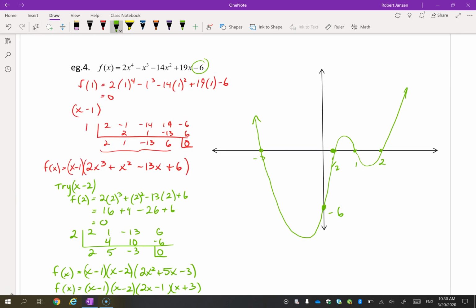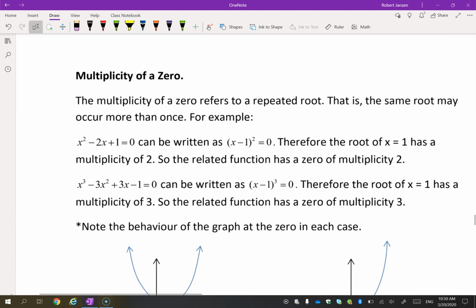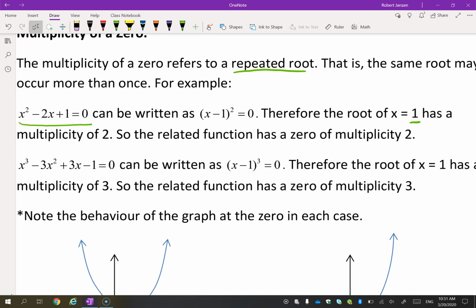Okay? Again, every time we've crossed at the x-intercepts, let's talk about when we don't cross. And this has to do with what's called the multiplicity of 0, or the idea that there is a repeated root. What is a repeated root? Well, in this quadratic, a parabola, it can be written as x minus 1 squared. Therefore, the root, or the x-intercept, is 1. And we say that has a multiplicity of 2 because there are 2 of them. It's x minus 1 times x minus 1.